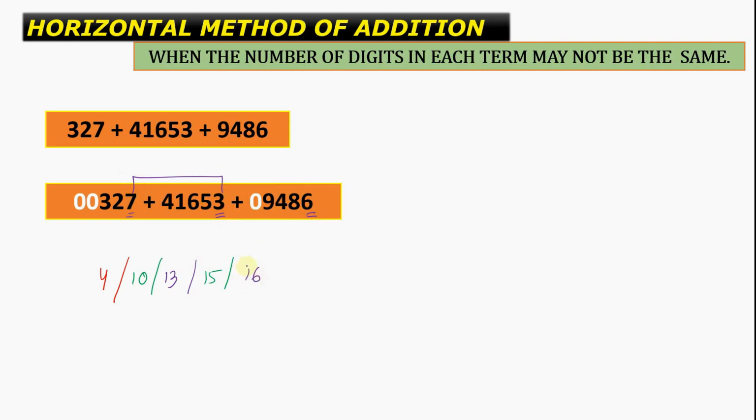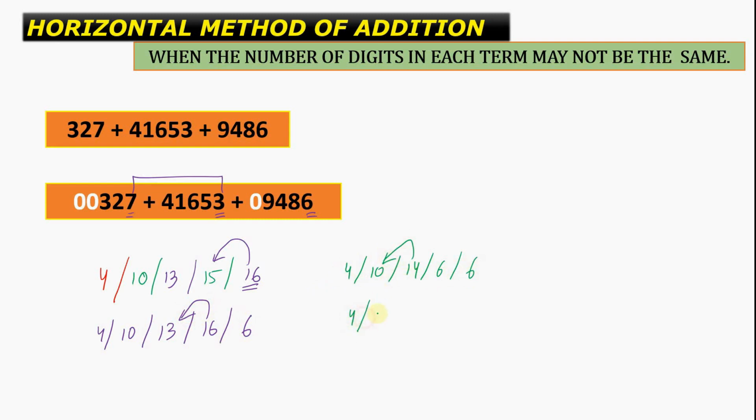Alright, so now this should be the units place, so this 1 is going to get carried over, and hence we will get 4, 10, 13, 16, oblique 6. This 1 is going to get carried over. Now we will get 4, 10, 14, 6, 6. This 1 is going to get carried over. 4, 11, 4, 6, 6. And then lastly, this 1 is going to get carried over, and hence we will get the answer as 51466.